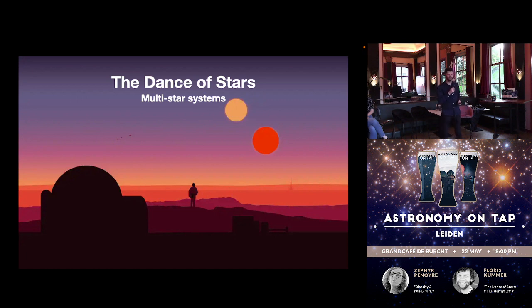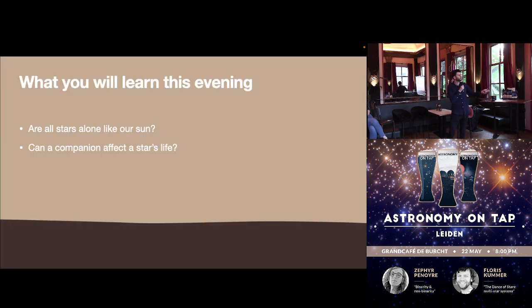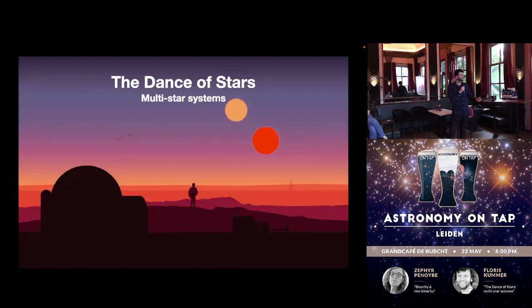Or maybe it could. Now, we've already had a little spoiler from Zephyrin's talk before. Nevertheless, I will give you a little peek into the life of multi-star systems, which are stars that live their lives with one or more stellar companions.